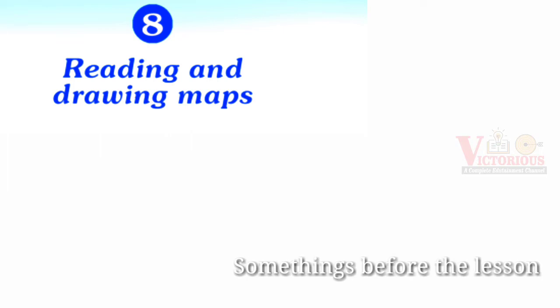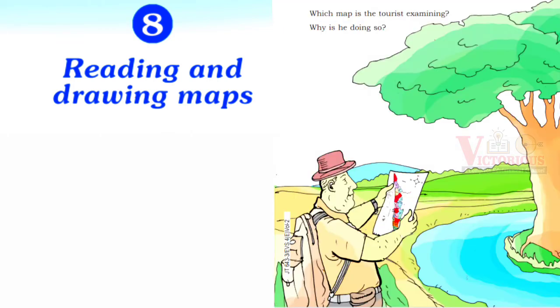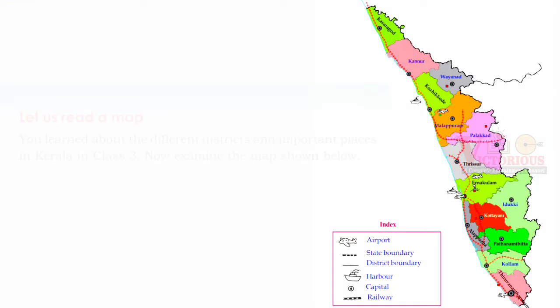Okay, guys, let's try to start. So look at the picture, guys. Which map is the tourist examining? Yes, map of Kerala, right? Why is he doing so? Very good. To find out the way for traveling. So he is a traveler, right? Very good. So let us read a map, okay?